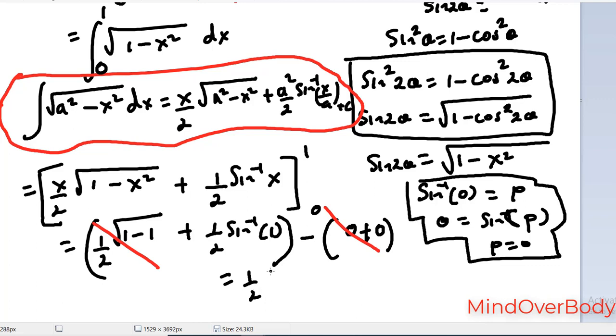That's going to be pi over 2. Pi over 2 times 1 over 2 will give me pi over 4, which is the solution to this beautiful question. I hope you like this question.